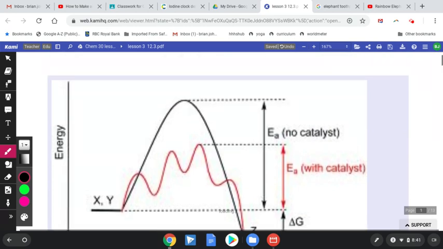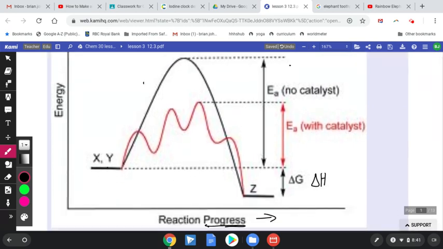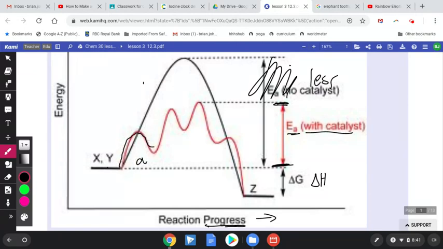This one's a little more complicated. If you look at the uncatalyzed pathway in black and the catalyzed pathway in red. So it's still true that the catalyst lowers the activation energy, so significantly less. And how does it do it? This model is proposing an alternate pathway.